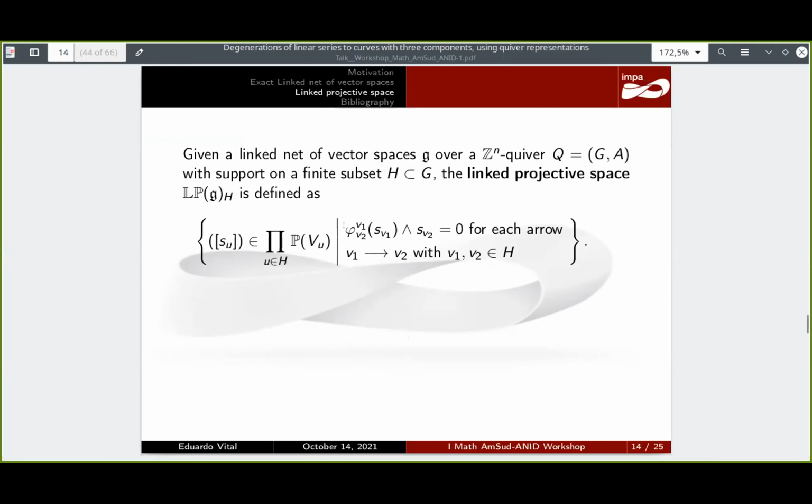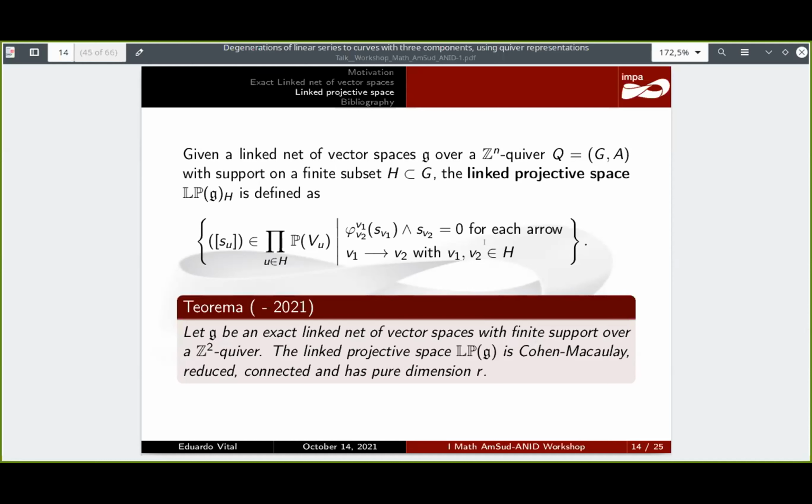Here, we define the linked projective space, right? Given a linked net of vector spaces G over the Zn quiver Q, with support on a finite subset H, the linked projective space, which we denote by LPG H, is defined as the points of the product of projective spaces over U in H, such that the image of SV1 wedge SV2 is equal to 0 for each arrow from V1 to V2 with V1, V2 in the support H, right? So we have a theorem about this linked projective space. Actually, this linked projective space is a quiver Grassmannian of one-dimensional subspaces of this representation, right? This is just a special case of a quiver Grassmannian.